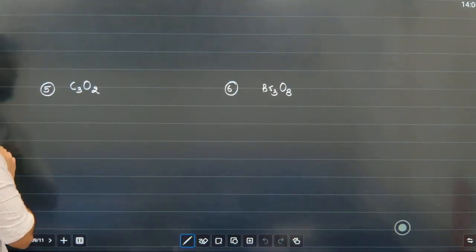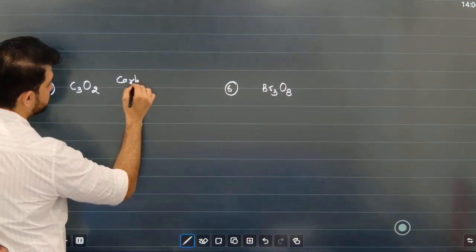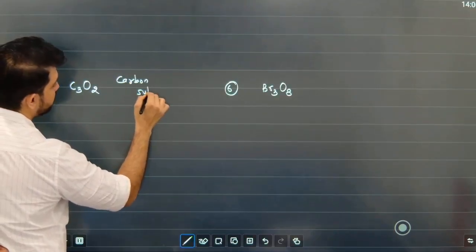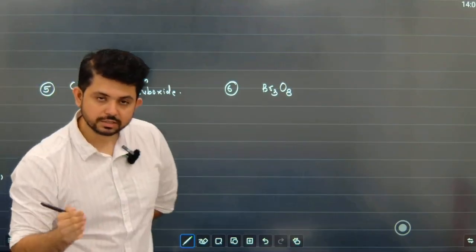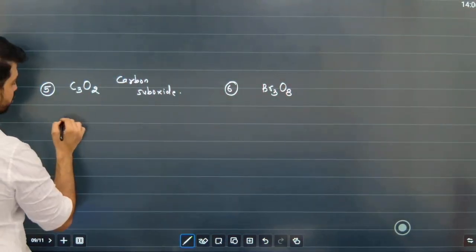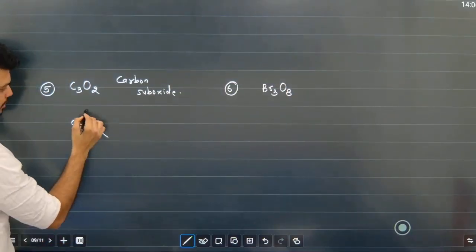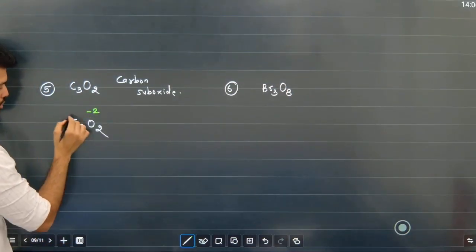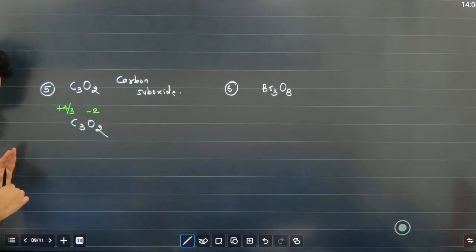नेक्स्ट स्टूडेंट्स, यहाँ पे हमारे पास कार्बन सबऑक्साइड, ठीक है, C3O2. Now students, I wanted to also explain the difference between oxidation number and oxidation state. Now students, C3O2, if I directly try to find the charge, oxygen is -2, so carbon here will be +4/3.